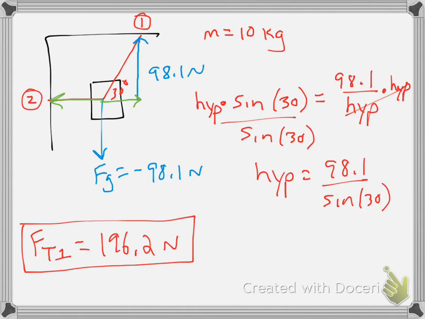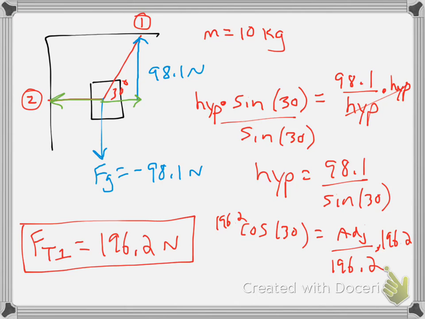And so all that's left is to do the exact same calculation, only now we're trying to find cosine. And so the cosine of 30 is equal to adjacent, which we don't know, over hypotenuse, which we just found to be 196.2. And so multiply each side by 196.2.